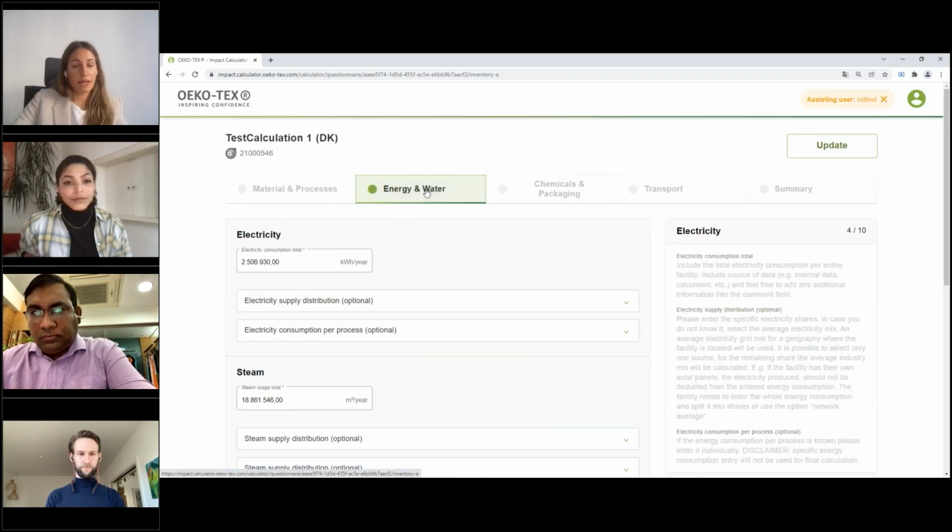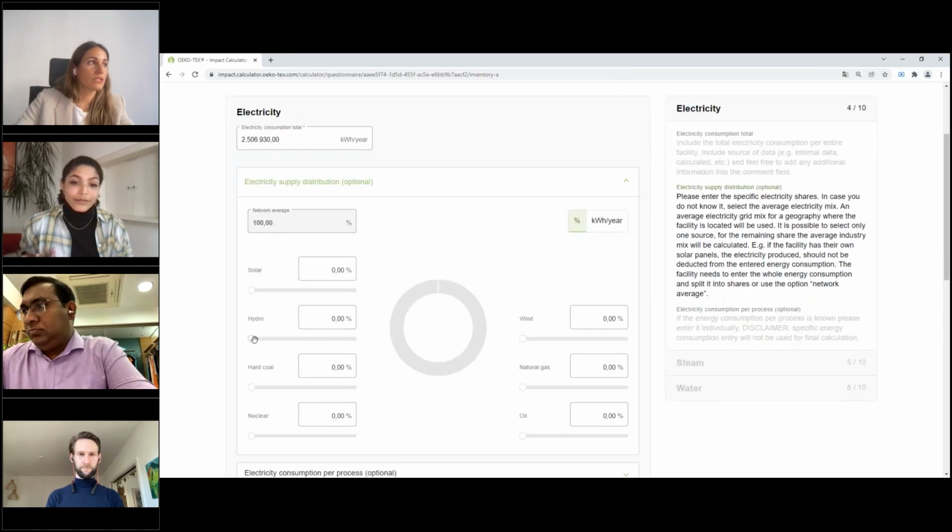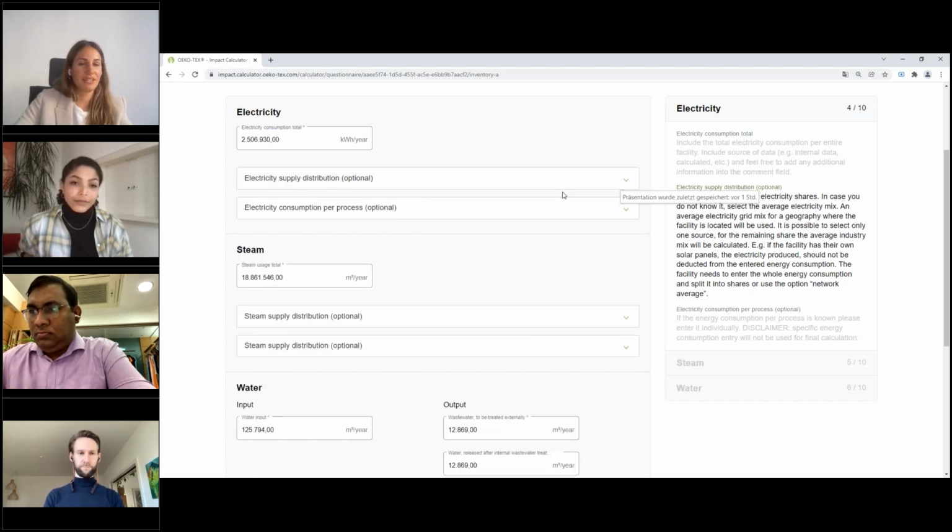Then, electricity, water, steam consumption is in the section energy and water. And here the facility enters the energy and water or steam that is used during a year. And there are as well optional inputs, because not everybody knows, for example, the distribution, so where the energy is coming from. But if the facility knows it, for example, 90% hydro and I don't know, 10% nuclear, then they can indicate it. If they don't know it, can happen, then the network average is also used. So we wanted to give the user also the possibility for that.